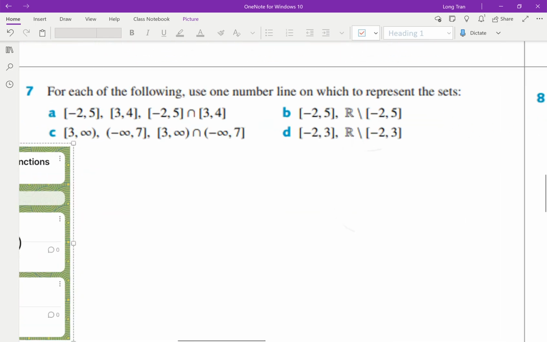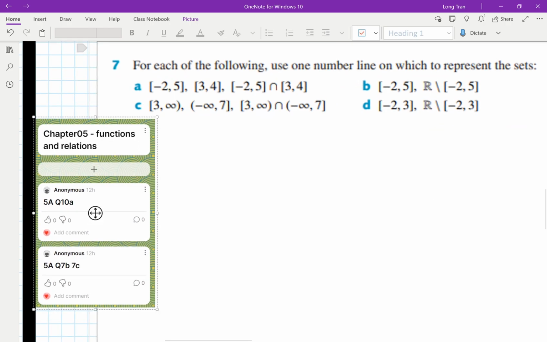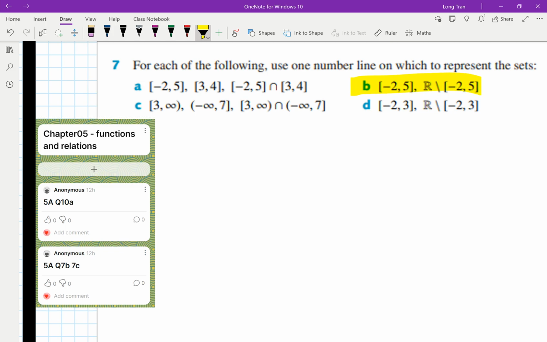So let's do 7 here first. The 7B and C. Let's see, what are we doing? 7B. We are looking at, for each of the following, use one number line on which to represent the sets. Okay, so it looks like you want to illustrate this visually on a number line.